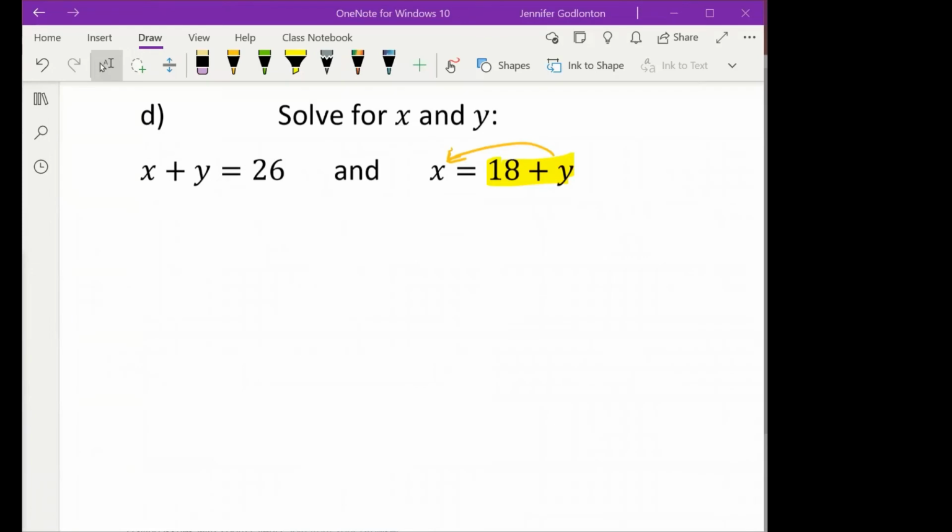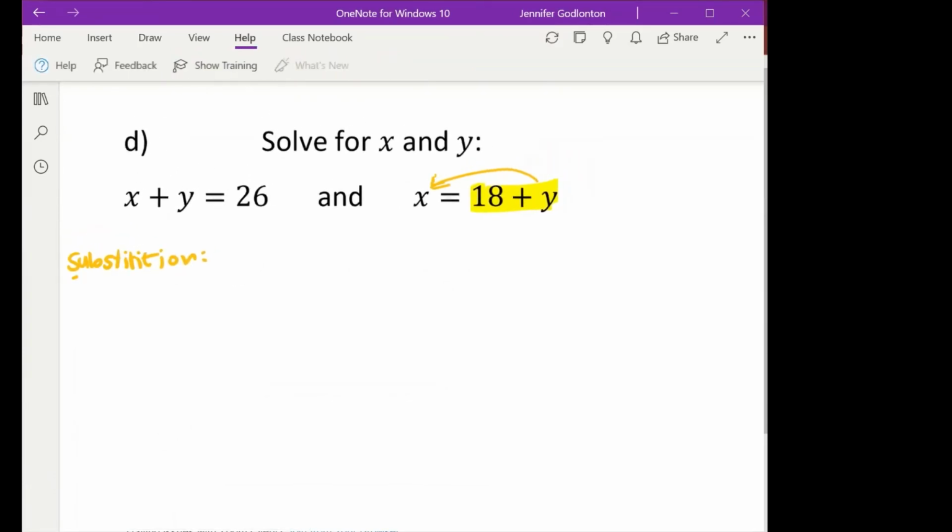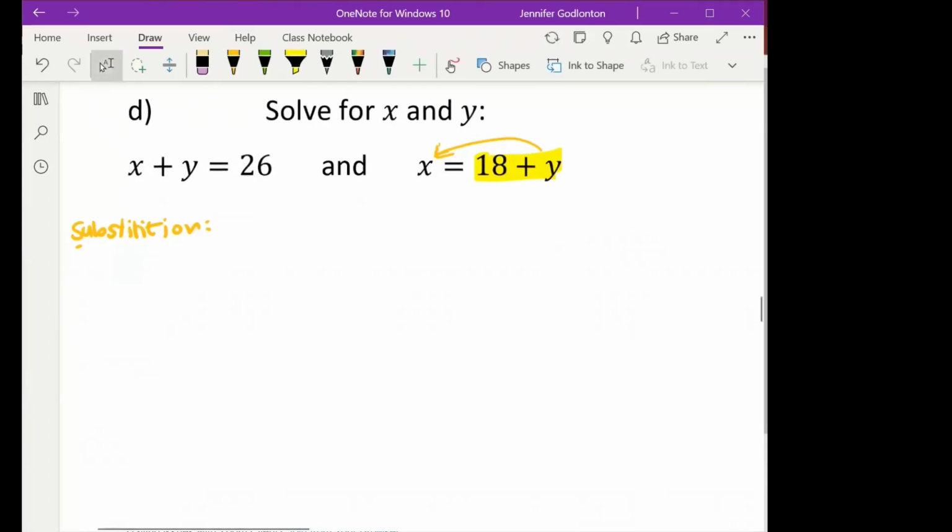Okay. Substitution. I've already got what my x value is. So I already know that x is 18 plus y. So I get to say that this over here is now 18 plus y. Now you can put it in brackets, but you don't have to. So 18 plus y is equal to 26, which means 18 plus 2y is equal to 26.